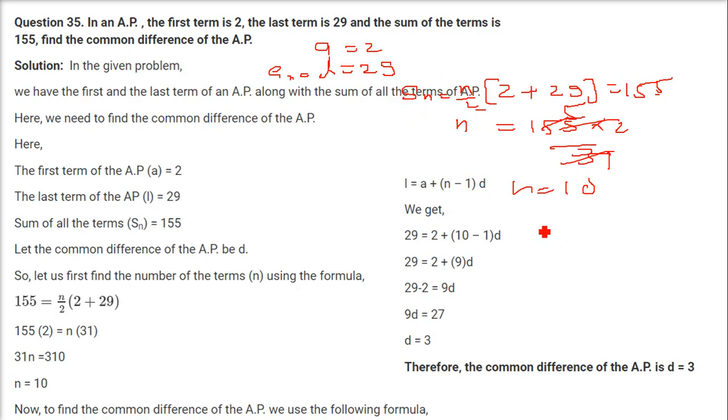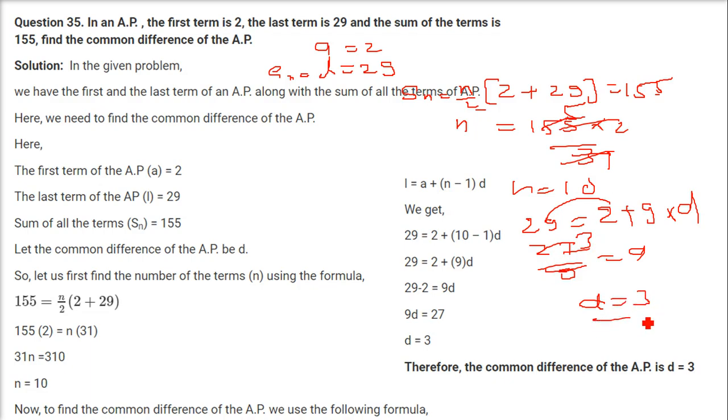Find the common difference. So last term is what? 29. So 29 is a plus n minus 1 into d. A is given 2 plus n minus 1, that is 10 minus 1, 9 into d. D is not known. So what do you get? 29 minus 2 is 27, divided by 9 is d. 9 threes are 27. So d is 3.